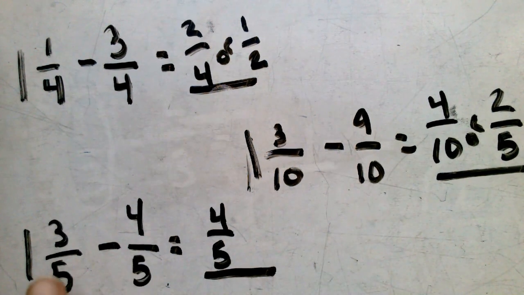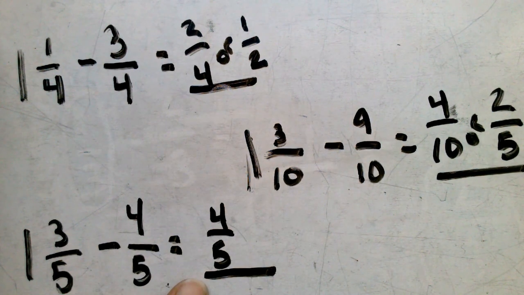Nice job, mathematicians. And our last one, 1 3/5 minus 4/5 equals 4/5. If you got that one, give yourself a pat on the back. Nice job, mathematicians. Let's get ready for our lesson today.